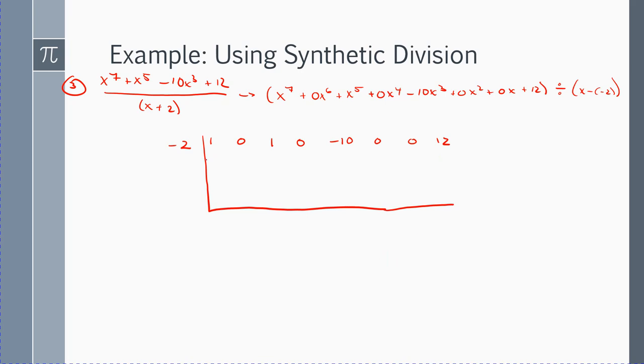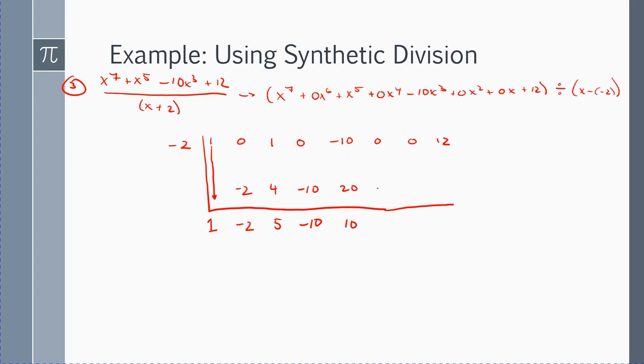Okay, follow the algorithm. First thing you do is bring down the 1. Minus 2 times 1 gets me minus 2. Add down: 0 plus minus 2 gets me minus 2. Now minus 2 times minus 2 gets me 4. 1 plus 4 gets me 5. Minus 2 times 5 gets me minus 10. 0 plus minus 10 gets me minus 10. Negative 2 times minus 10, what does that get me? That gets me 20. Minus 10 plus 20 gets me 10.